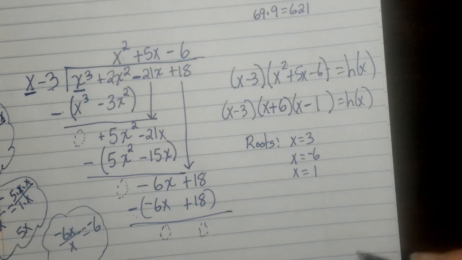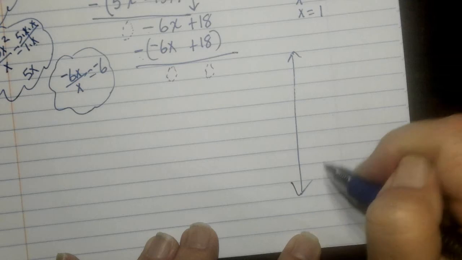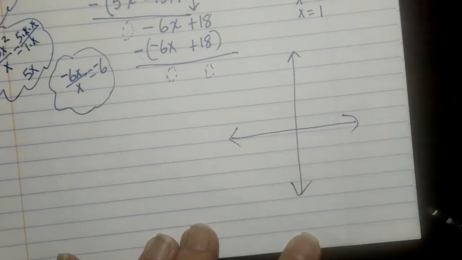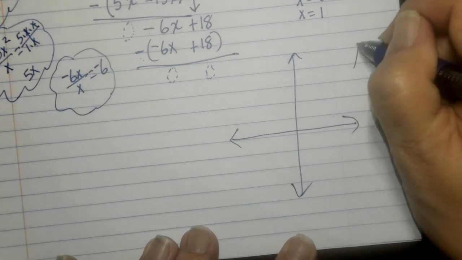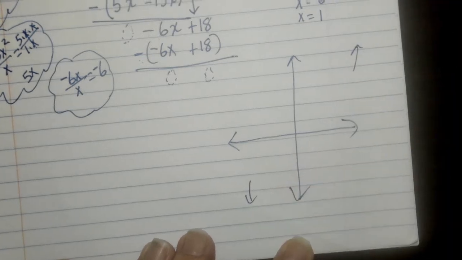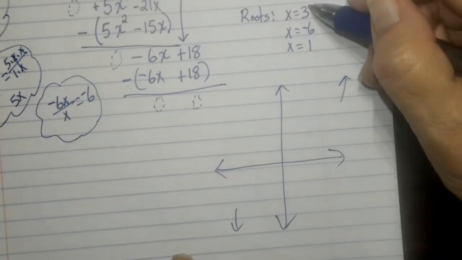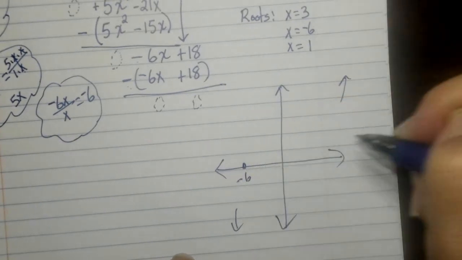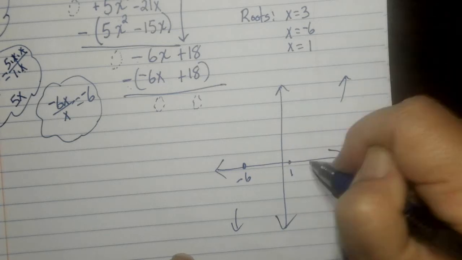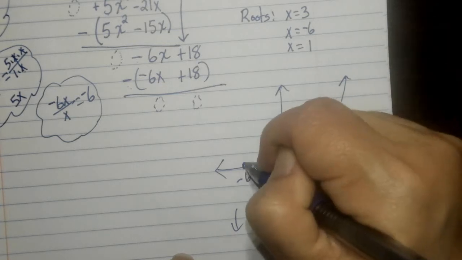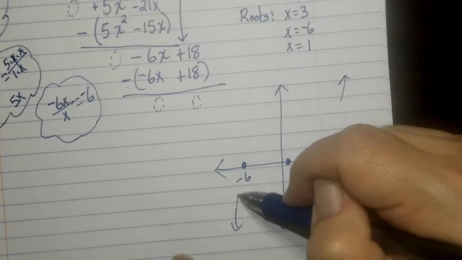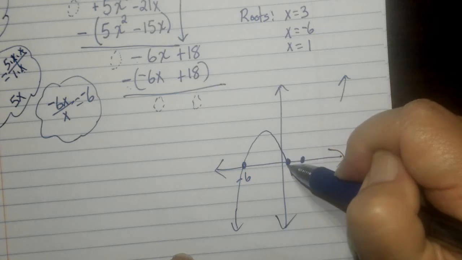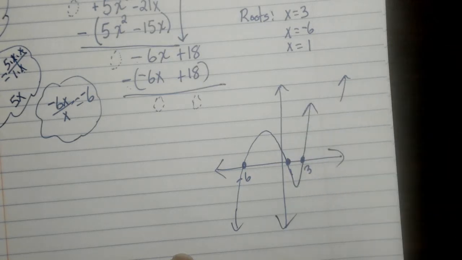And with that information, I'd be able to sketch a graph. This one is a cubic function with a positive leading coefficient, so it's going to go up there and down there. And it's going to have roots at negative 6 and positive 1 and positive 3. Right? These are the places it's going to go through the x-axis. So it's going to go up there somewhere, come down, somewhere, go back up.